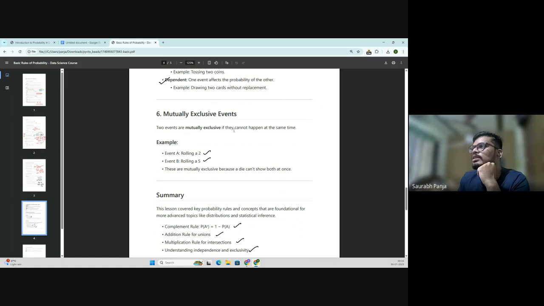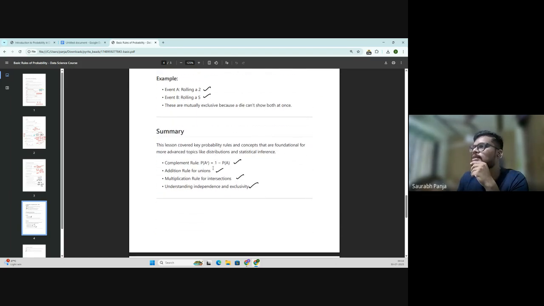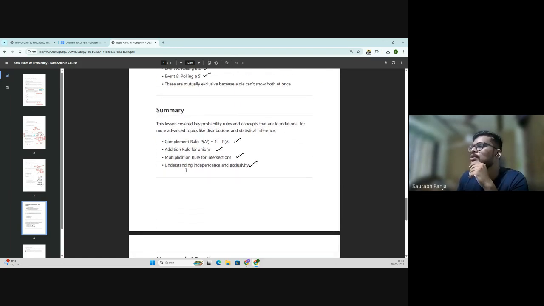Mutually exclusive events: two events are mutually exclusive if they cannot happen at the same time. For example, event A is rolling a 2 and event B is rolling a 5. These are mutually exclusive events. They cannot show both at one time. It can be either 2 or 5, it can't be 2 and 5 together. Okay. Cool. So what did we cover?